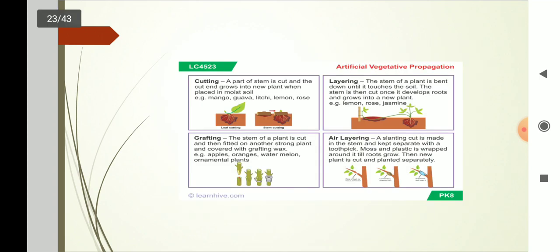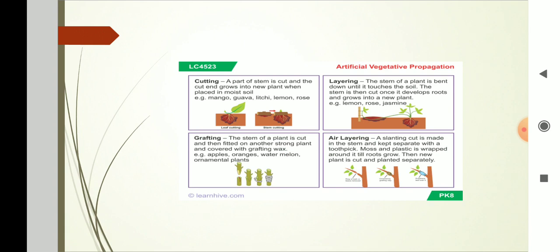Cutting: a part of the stem is cut, and the cut end grows into a new plant when placed in moist soil. Cutting is done in plants like mango, guava, lemon, rose, etc. Layering: the stem of the plant is bent down until it touches the soil. The stem is then cut once it develops roots and grows into a new plant. Plants used for layering are lemon, rose, jasmine, etc.